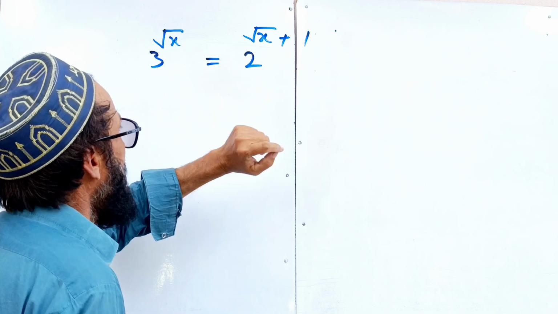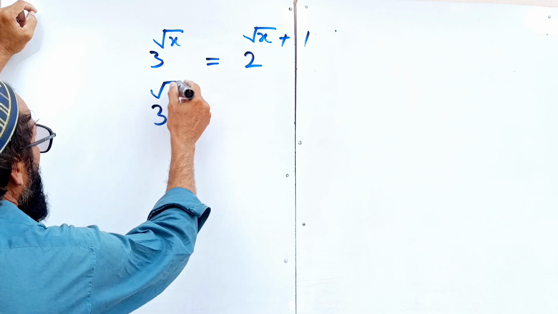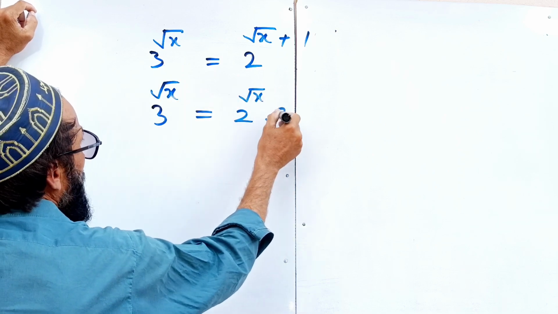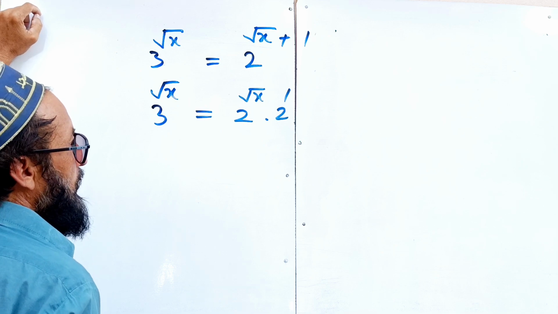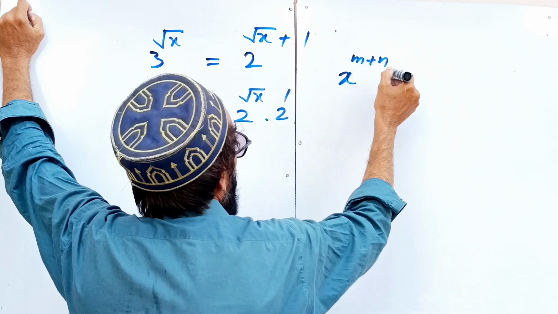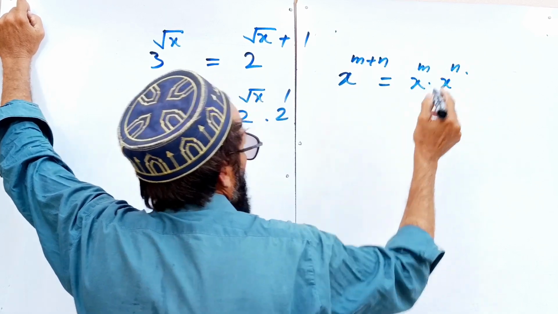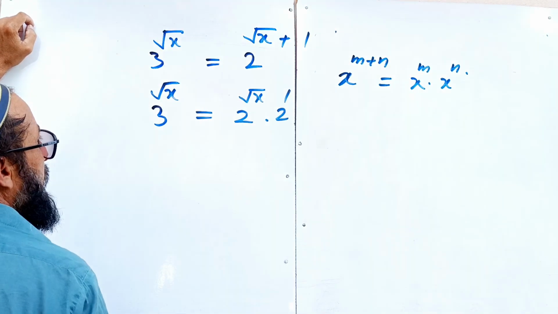We can eliminate this term according to the rule. So 3 exponent of square root of x is equal to 2 exponent of square root of x times 2 exponent of 1, according to the rule. The rule is that x exponent of m plus n can be written as x exponent of m times x exponent of n. According to these rules, we simplify this result. Now we try to finish.